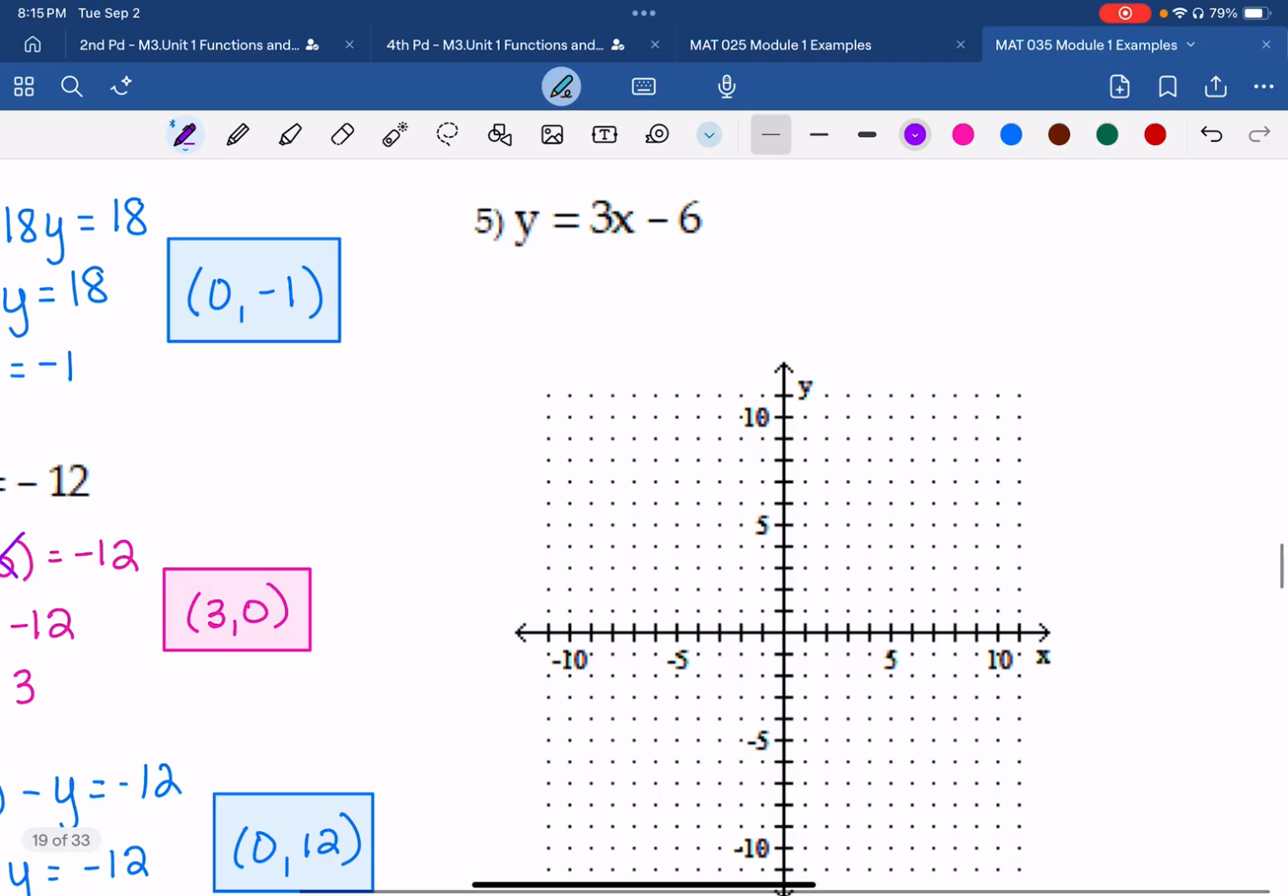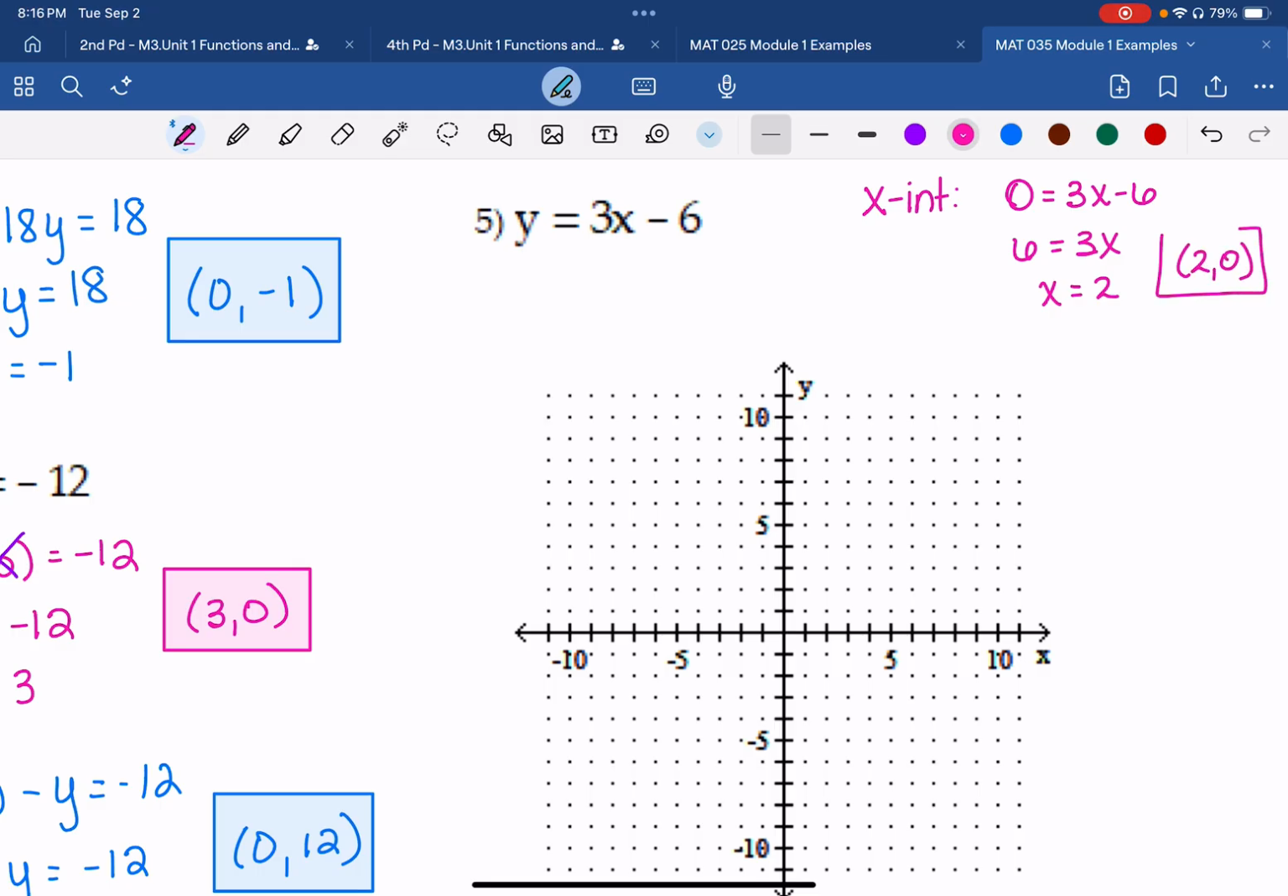All right, let's look here. Okay, again, the x-intercept. We're going to plug in 0 for y. And we're going to solve for x. I'm going to add 6. And then I'm going to divide by 3. So x equals 2. So as an ordered pair, we've got 2, 0.